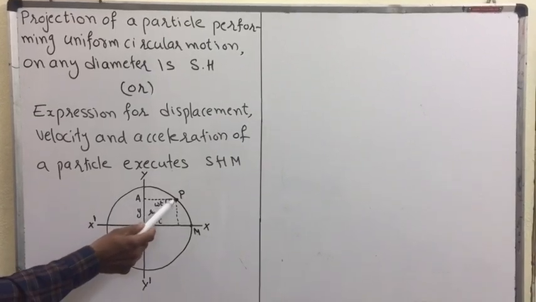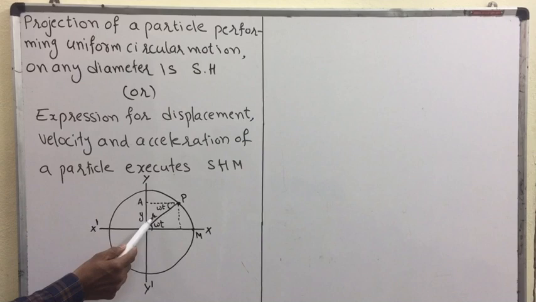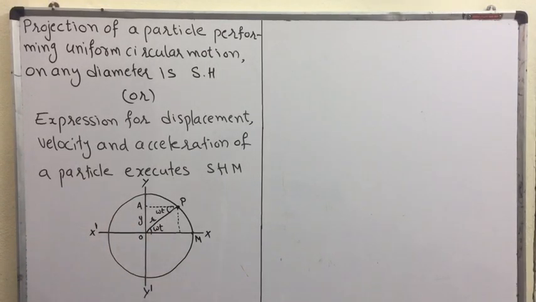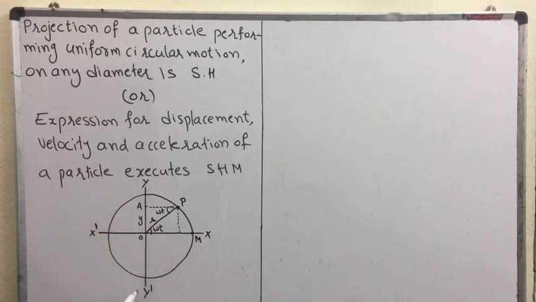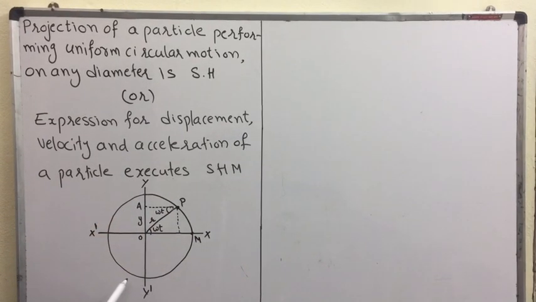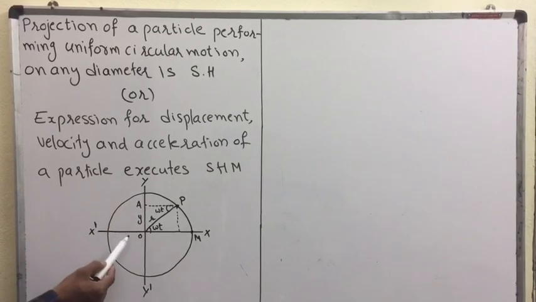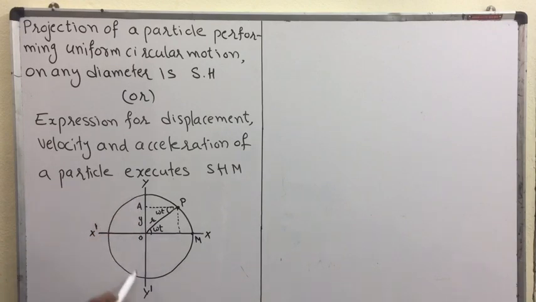Consider a particle P moving on a circle of radius r with constant angular velocity omega, as shown in this figure. If the particle is rotating along the circumference of the circle, then the projection of the particle P on this diameter will execute simple harmonic motion along the path Y' O Y. Thus, projection A executes to and fro motion along the y axis about the mean position.